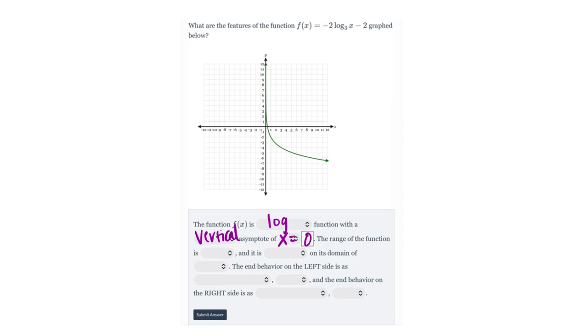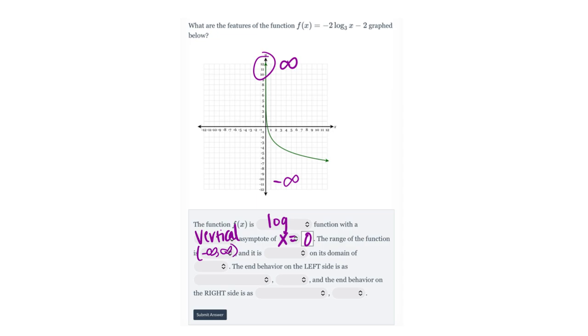The range of a function, remember range is low to high. This function, you can see it keeps getting lower and lower. So negative infinity, and then it keeps getting higher and higher. So positive infinity. So we're going to say negative infinity to positive infinity.